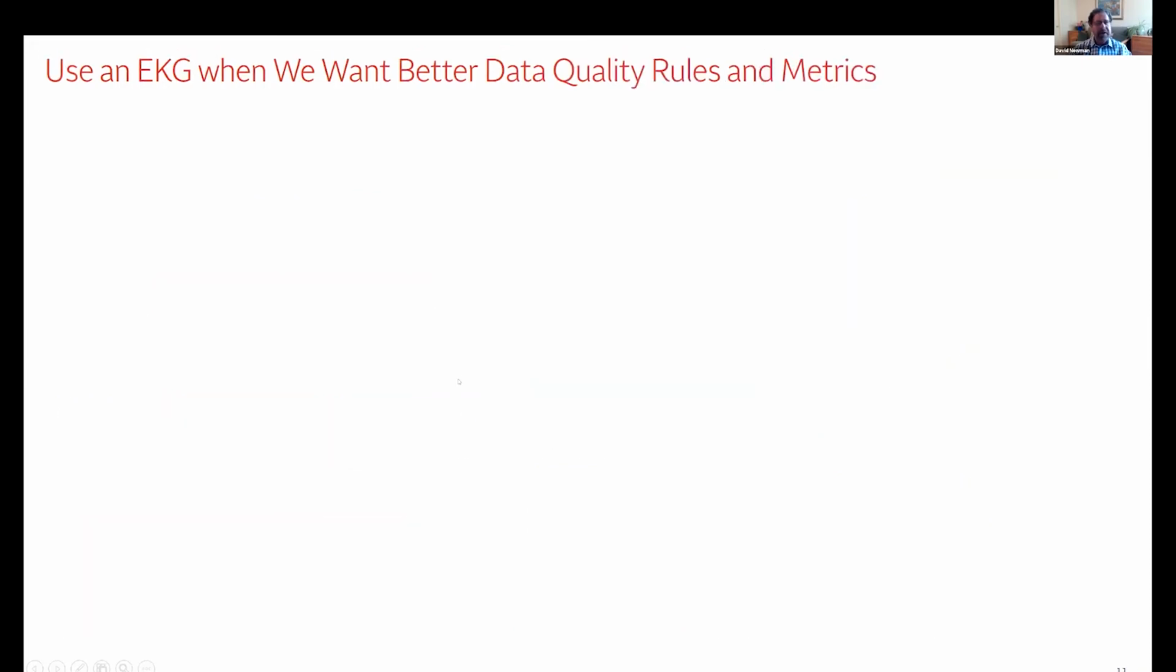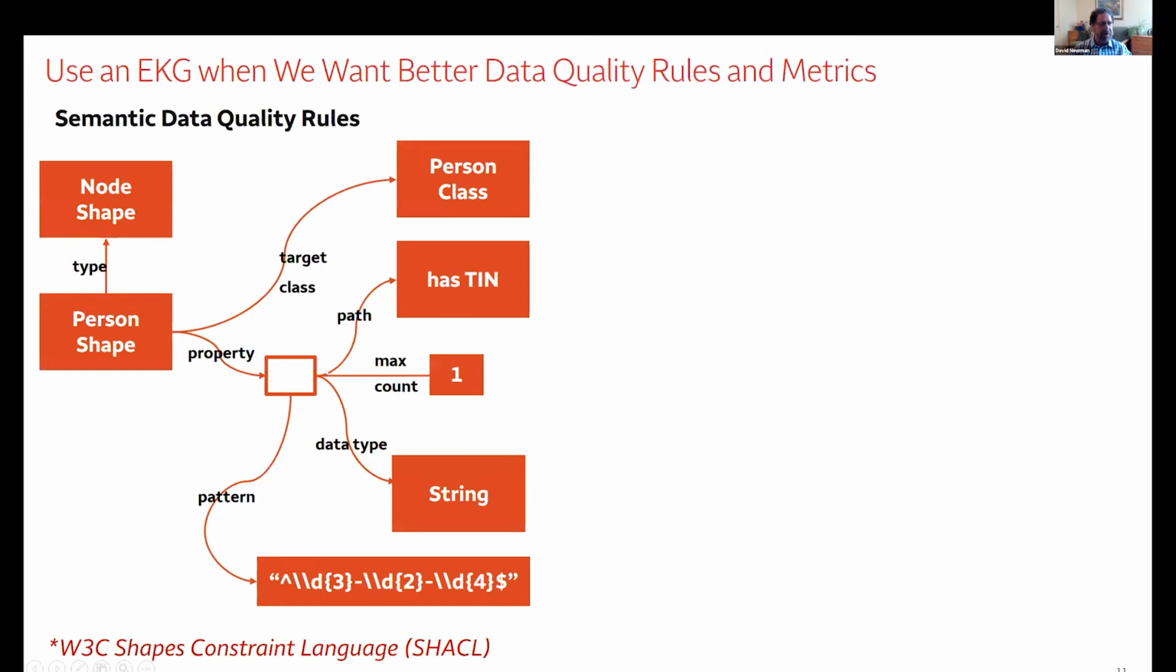We want to use an EKG when we want better data quality rules. So I'm introducing here this notion of a new standard, the Shapes Constraint Language, which is a knowledge graph in its own right, and it basically describes the rules using a knowledge graph itself that states that if you're a person and you have a tax ID number, you can only have a maximum of one. It must be a string, and it must follow a pattern of 3-2-4.